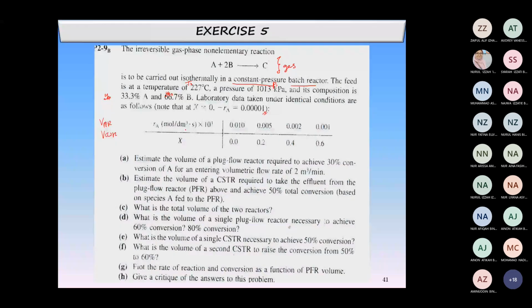Let's have a look at question A first. Estimate the volume of a plug flow reactor, which is PFR, required to achieve 30% conversion of A for the entering volumetric flow rate. This is the value for the small v0. So what you need to do, let's look first.